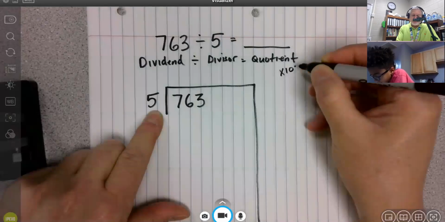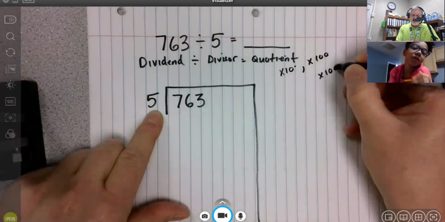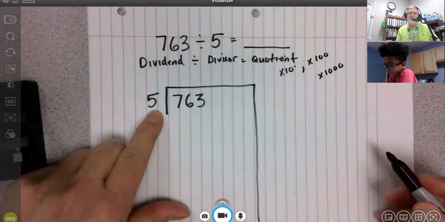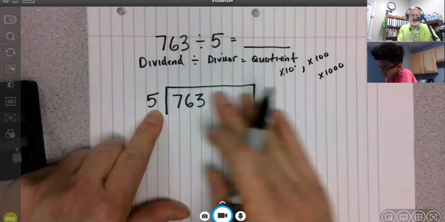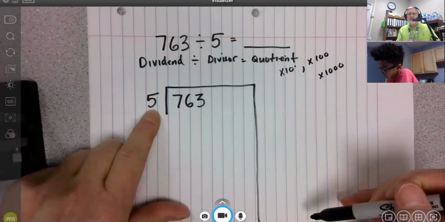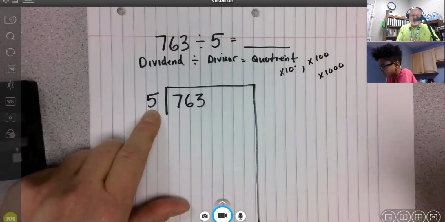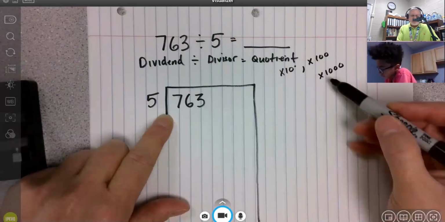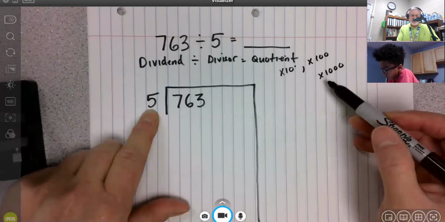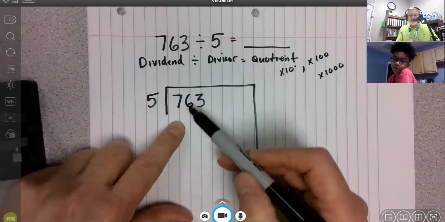To give us a little strategy, over to the right, I'm going to write times 10, times 100, or times 1,000. I'm trying to make groups of 5. How many groups of 5 can I make in 763? Because when we divide, it's all about equal groups. So if I multiply 5 times 1,000, that would equal 5,000, wouldn't it? Yes. And I can't take 5,000 from 763, can I?